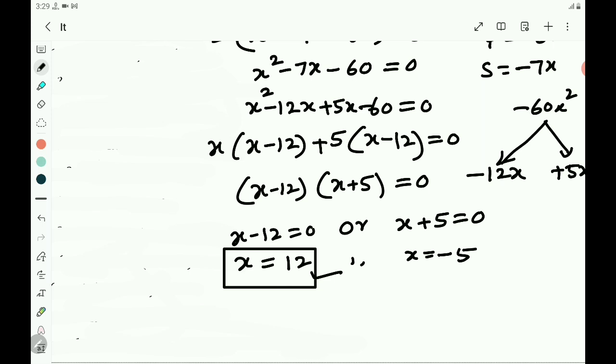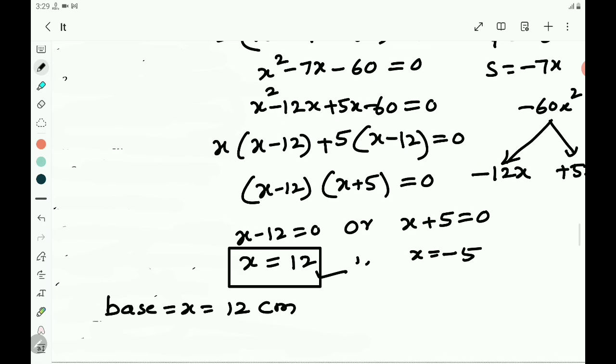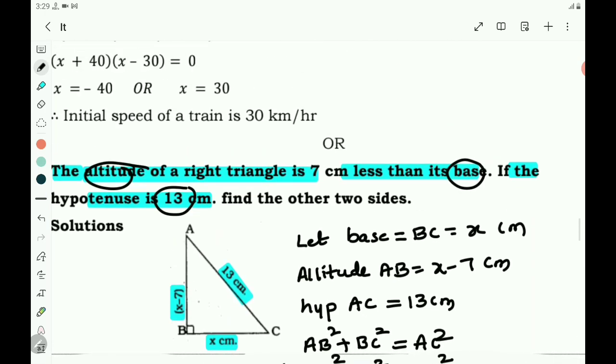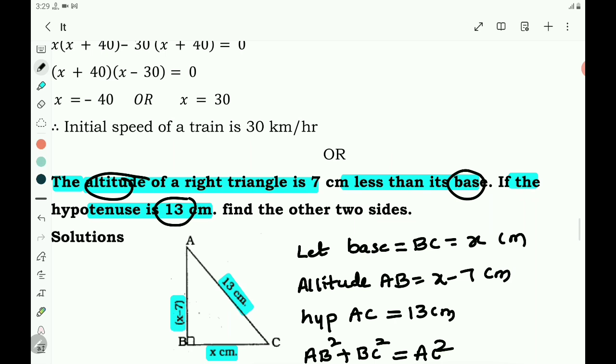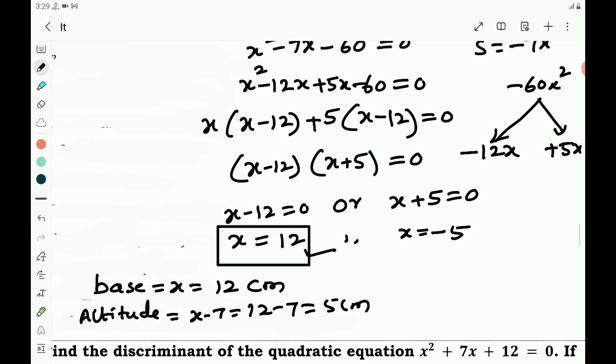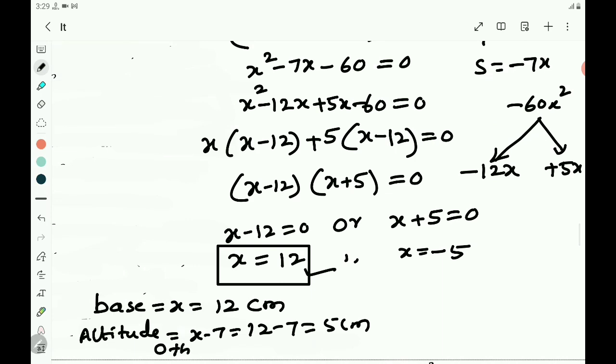If you consider x equals 12, that becomes the measurement of the base. So you write base equals x equals 12 centimeter, and altitude equals x minus 7 equals 12 minus 7 equals 5 centimeter. You got the measurement of the other two sides. What is the measurement of the other two sides? The other two sides are 12 centimeter and 5 centimeter.